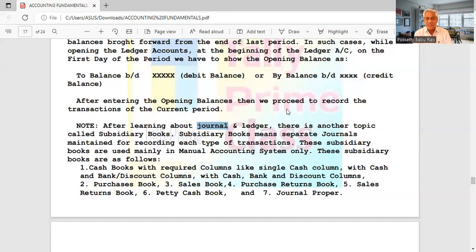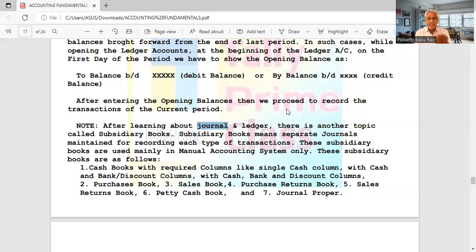Suppose 1,000 rupees is given as petty cash, under the imprest system. For example, at the end of the month there is a balance of 100 rupees, meaning 900 rupees was spent on expenses. So the head cashier will reimburse 900 rupees, and the balance will again be 1,000 at the beginning. This system is called reimbursement of the expenses paid. That is called the imprest system of petty cash. Imprest means reimbursement.